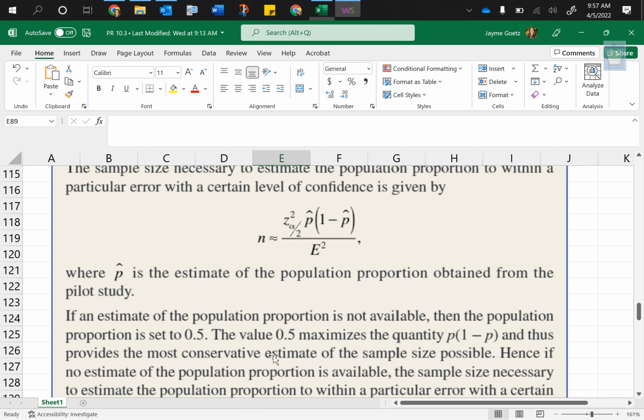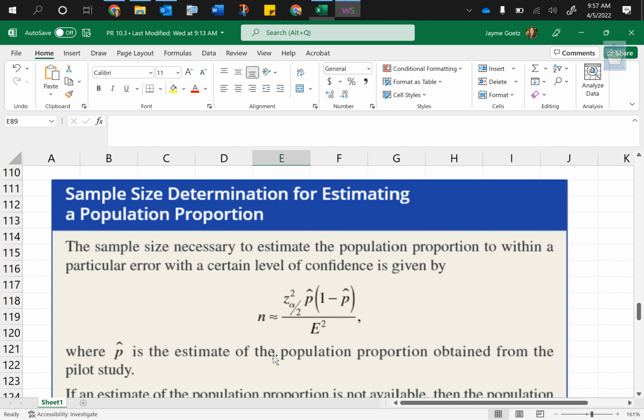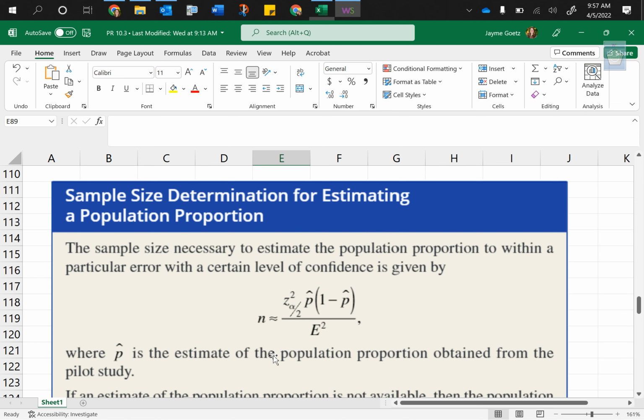Now, just like we did for the other guys, we are going to go the opposite direction. Now we're going to say, okay, what if they gave you all this information and said what sample size is necessary to estimate the population proportion within a particular error and a certain level of confidence? Now, this is kind of hard to see. I need you guys to understand that that is z sub alpha over 2 squared. It's kind of hard to see because that squared is above that. We're squaring that z value.